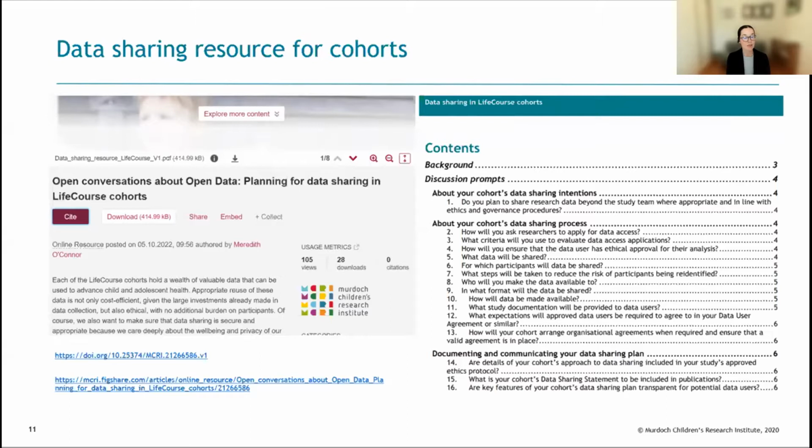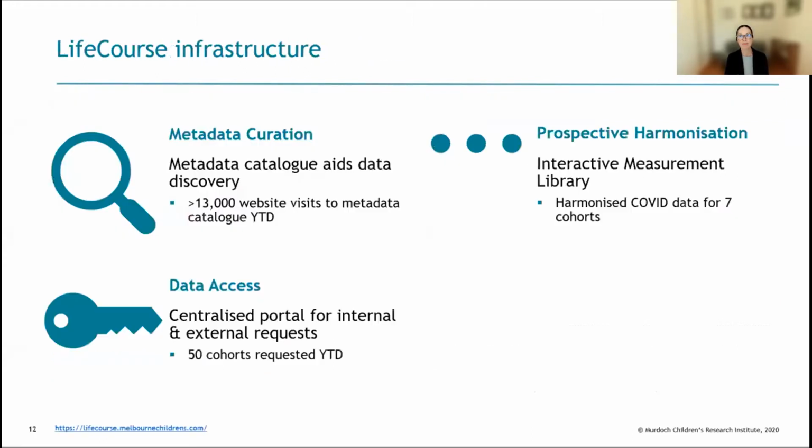We've recently developed a new resource for cohorts that you can find online at MCRI's Figshare, and I'll pop the link in the chat later if anyone's interested in accessing that. But it's framed as a series of discussion prompts that helps cohort teams to identify and think through what issues they need to consider in developing a data sharing plan.